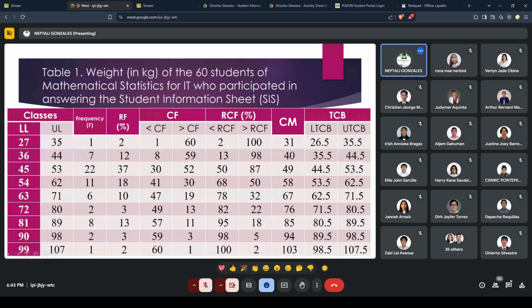Same with the upper limit. How are you going to get it? Depending on the second class. We don't have a problem because the unit of measure is all in whole numbers. So we just have to subtract 1 and we will get 35. Then, to get the upper limits, just add the class size again.